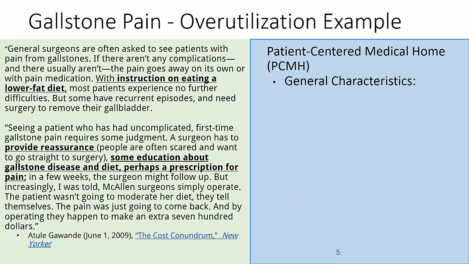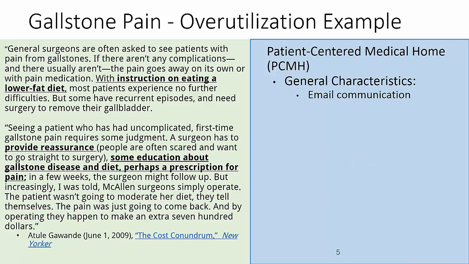So the patient-centered medical home. In the scenario with the surgeon and gallstones, one might wonder why the patient is first seeing a surgeon. If change in diet and pain management is the best conservative treatment, it might be better to see a primary care physician or a dietitian. Surgeons are trained to be very good at cutting people open and fixing them, and they're very good at that. But other providers may be better situated to help the patient change behavior.